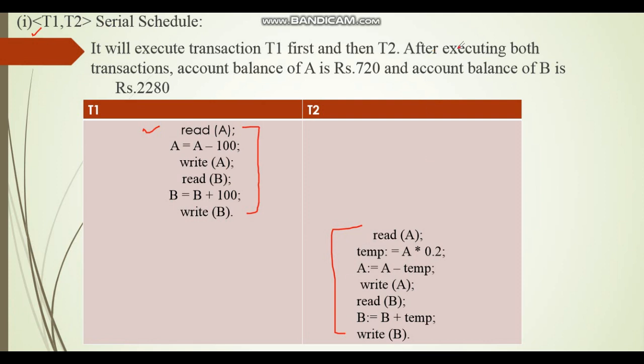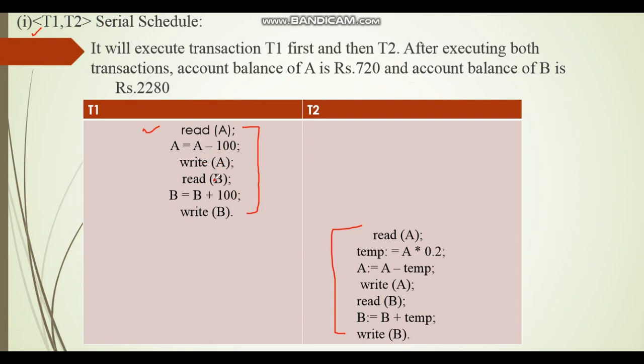Now after executing both transactions, the account balance of A is rupees 720 and the account balance of B is rupees 2280. Here you have to put the values. Students, you have to try it by yourself. You have to insert the values. Initially it is going to read the value, that is 1000. Then A minus 100, that is 1000 minus 100. Then it is going to write the value of A, that is 900.